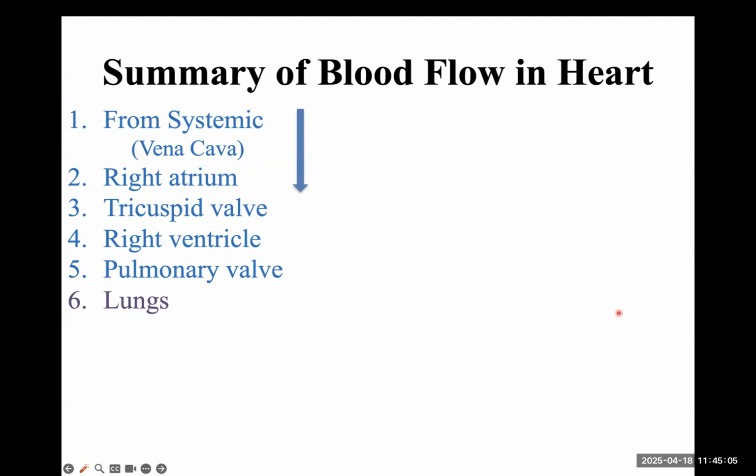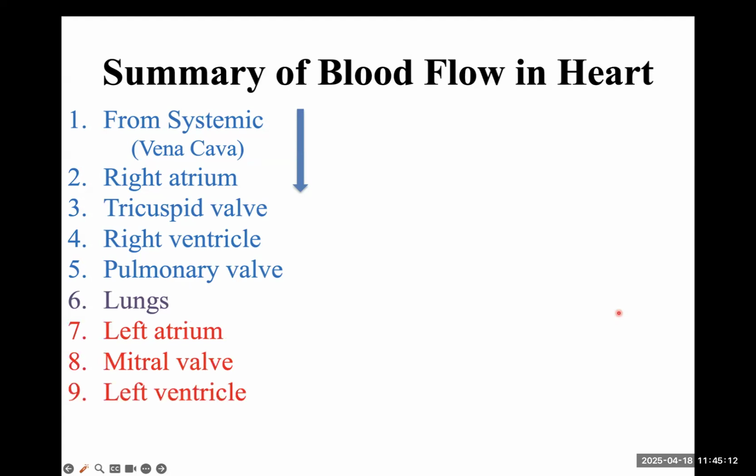Now it goes back to the left atrium, and then it goes to the mitral valve, to the left ventricle, and from there it goes to the aorta through the aortic valve, and then to the rest of the body, which is the systemic circuit.